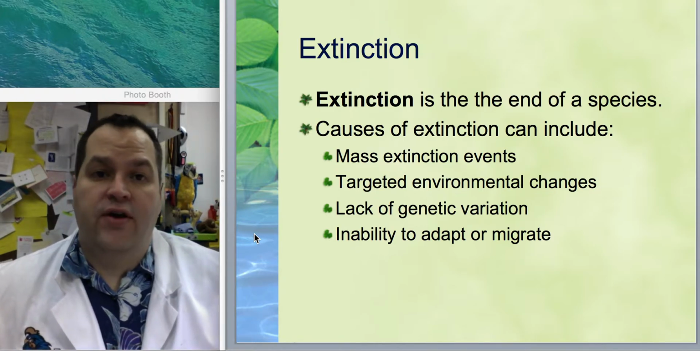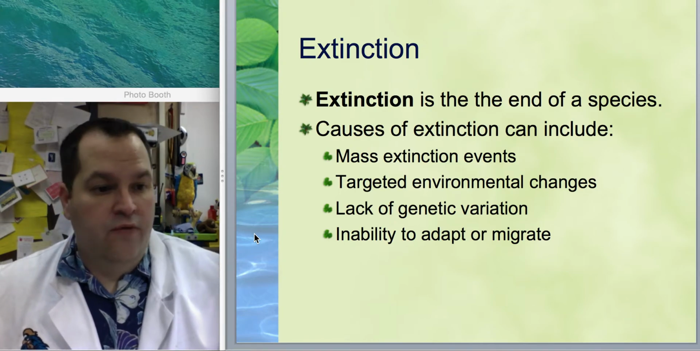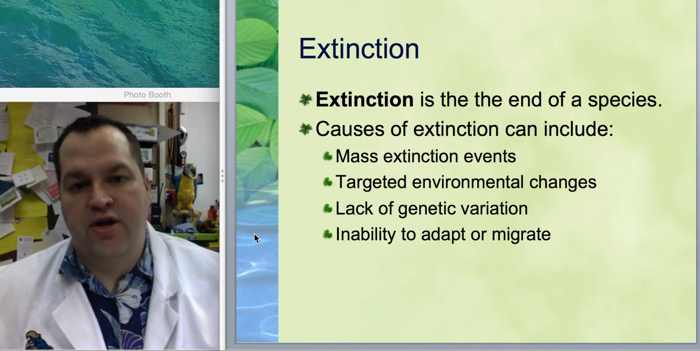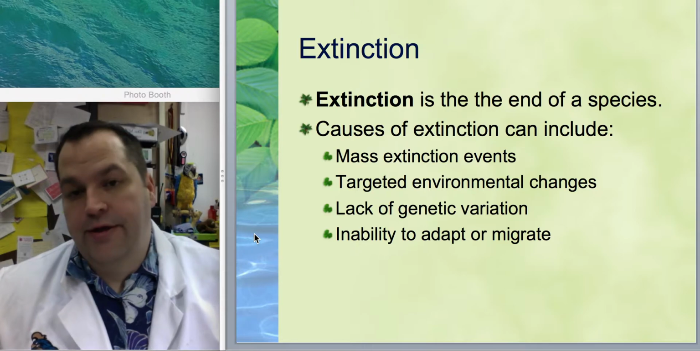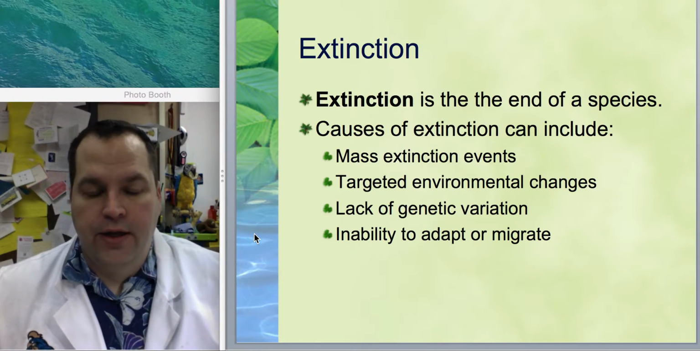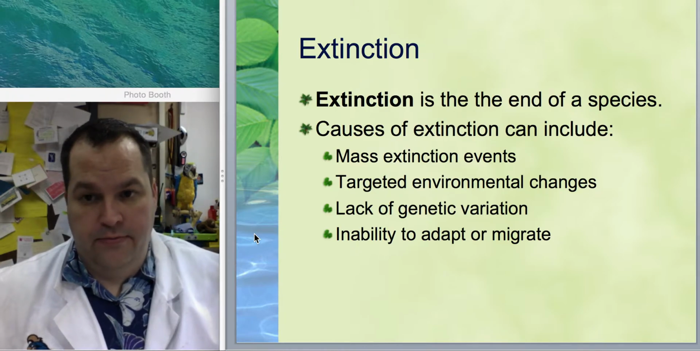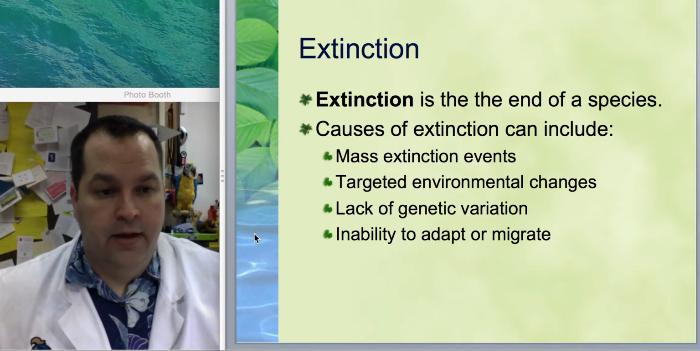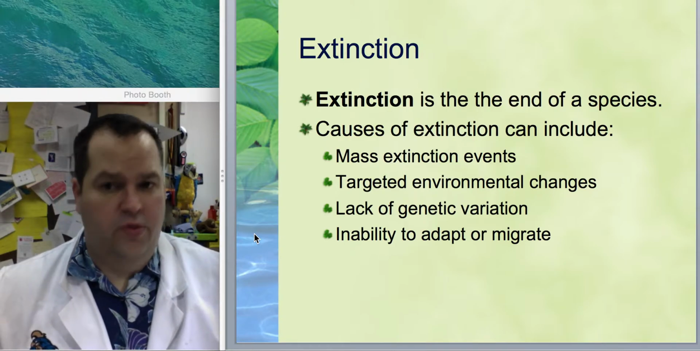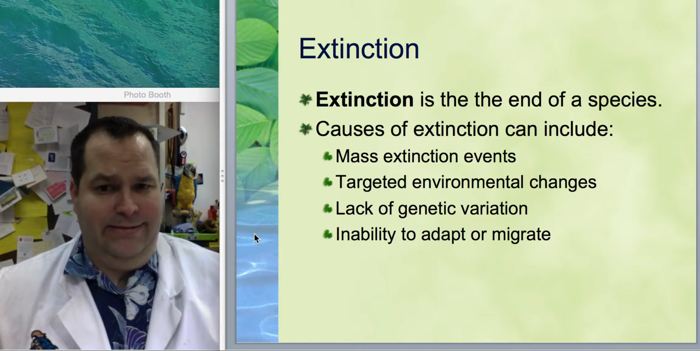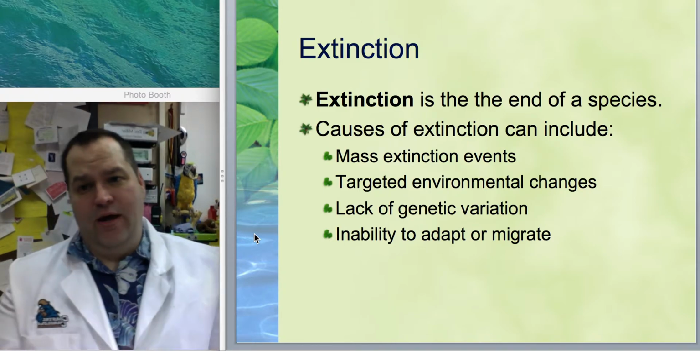The lack of genetic variation can certainly contribute to extinction. Keep in mind that the more variations you have, the more likely that one of those variations may provide for your survival. So if you don't have a lot of variations, you don't have a lot of options, right? And that can contribute to the last point, and that is if you don't have the ability to adapt and you don't have the ability to migrate, then if the environment changes, you're left with one option. Sorry. Bye-bye. Right? And that's the way it works.